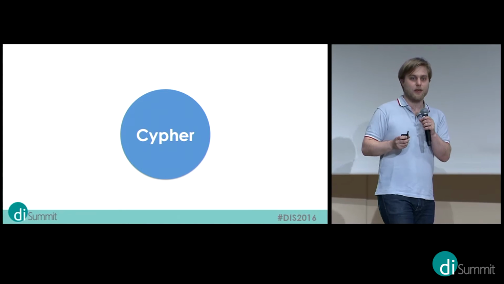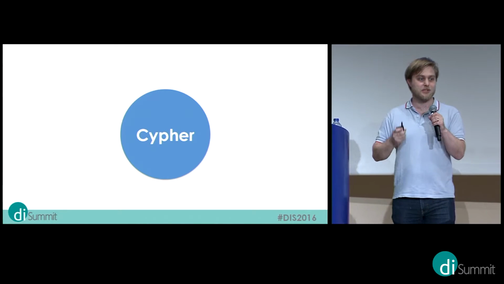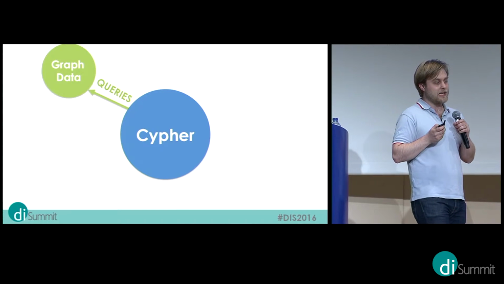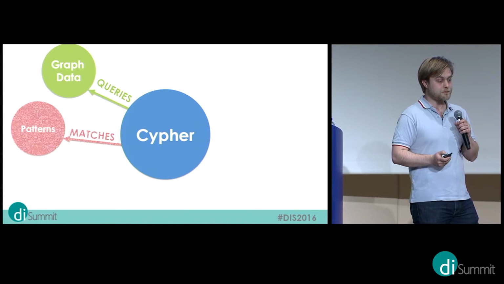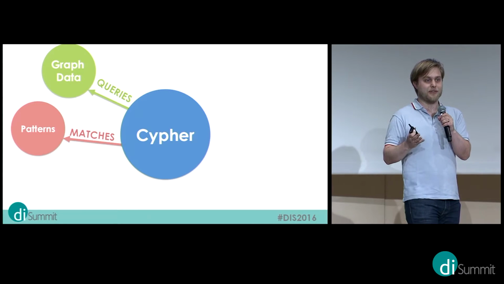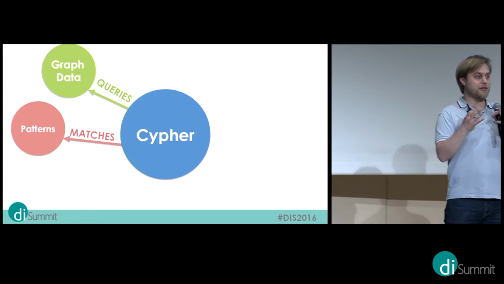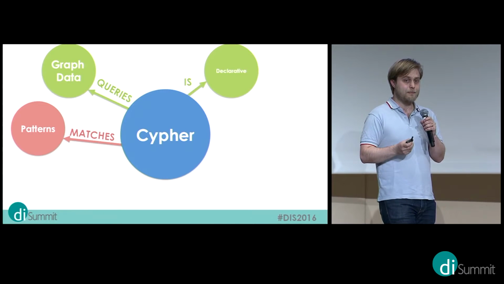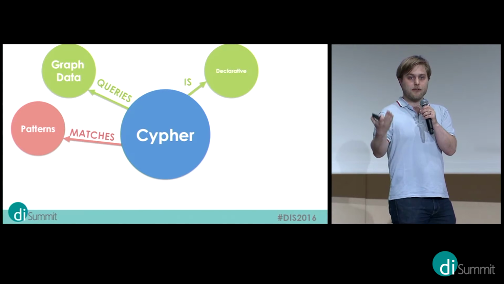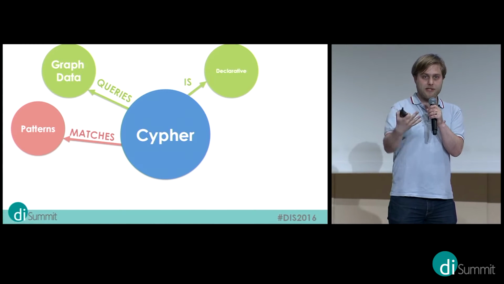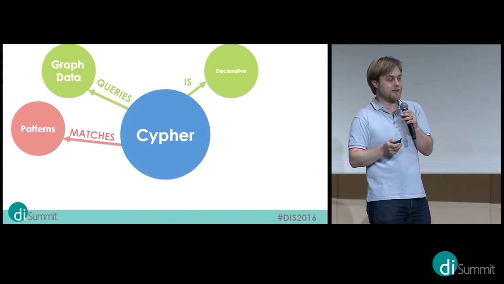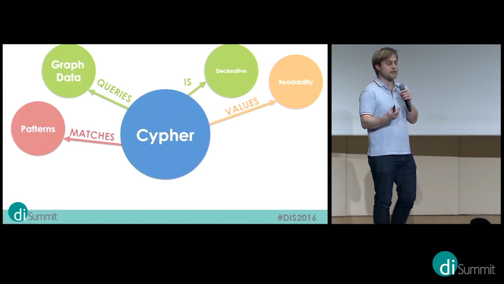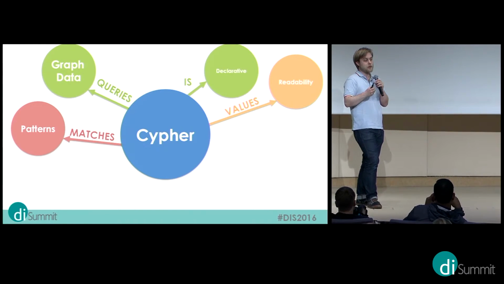So let's talk about what I wanted to talk about, Cypher, our query language, the thing that I think can provide you guys with a lot of value. Cypher is a query language for graph data. It queries graph data by matching patterns. So patterns are the main thing. It's a declarative query language. So you tell the query engine what data to find rather than how to find it. And then the query engine will figure out how to find data that matches that pattern for you.